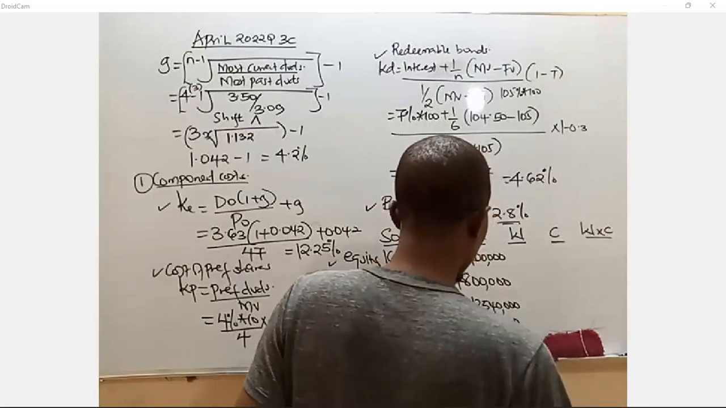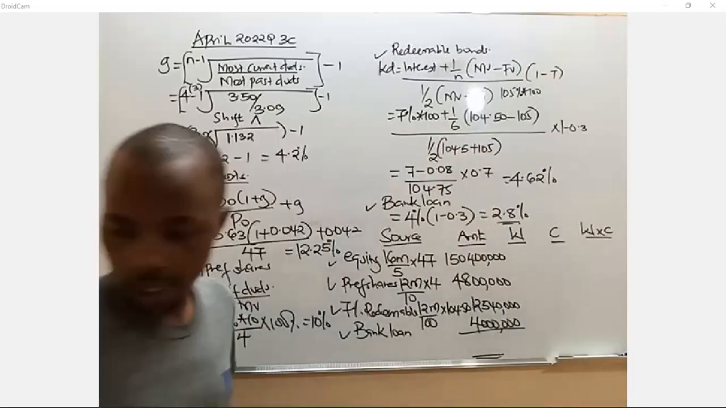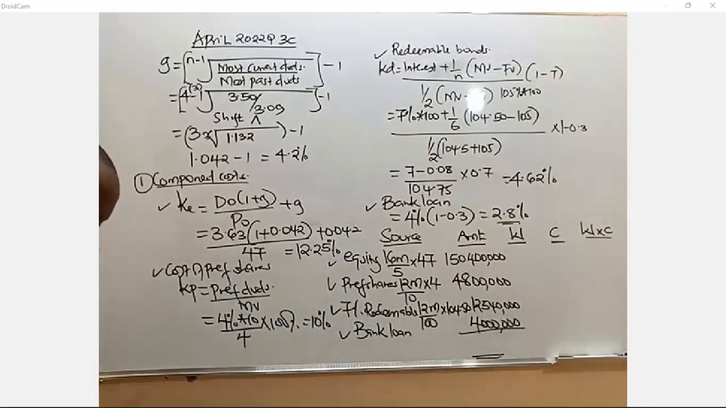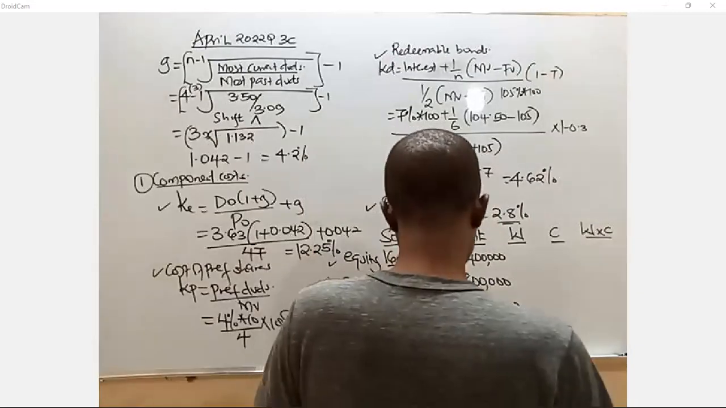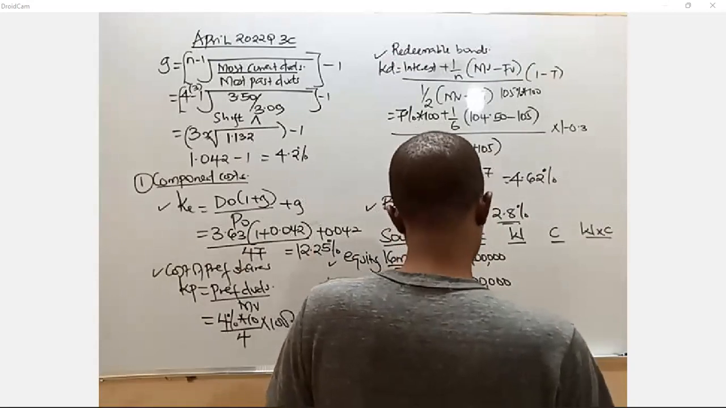So what is the total now? We can get our total in that case. It will be 4 million plus 12,540,000 plus 4,800,000 plus 150,400,000. We are getting 171,740,000.